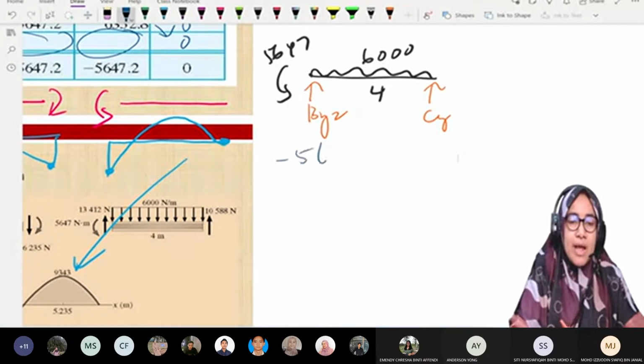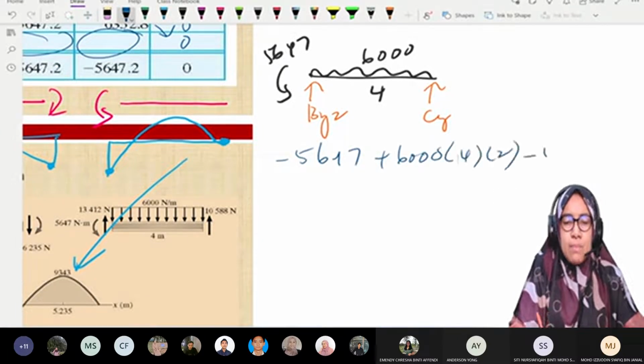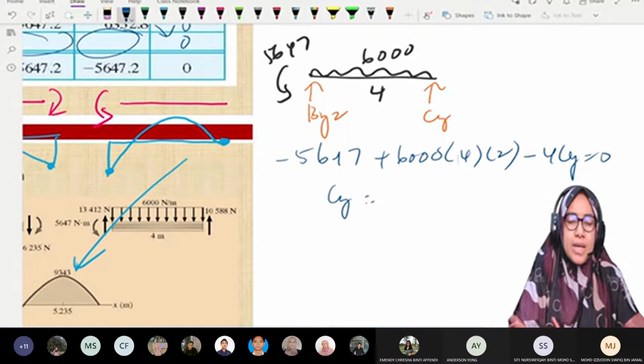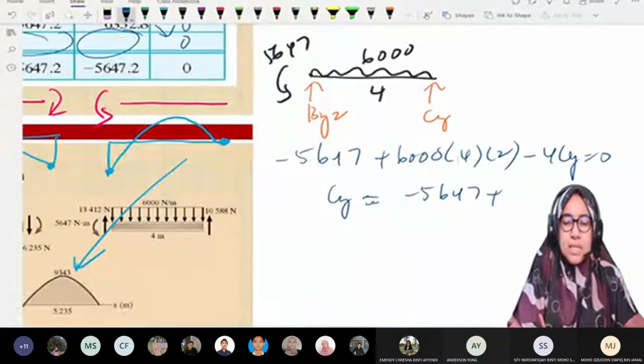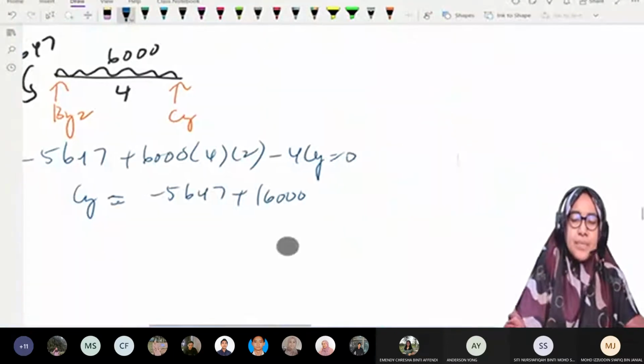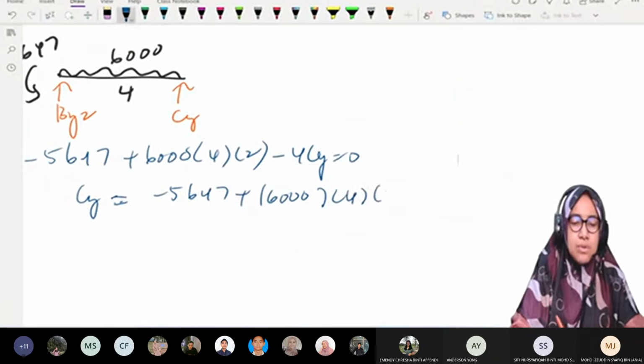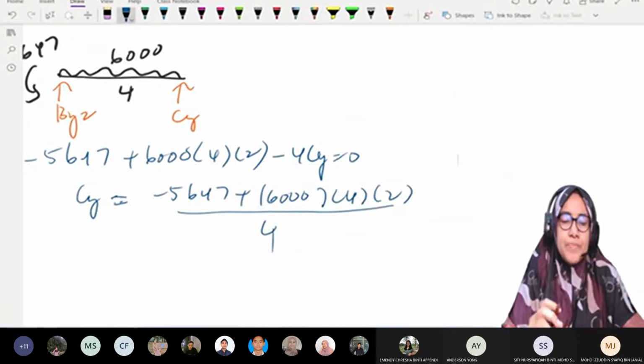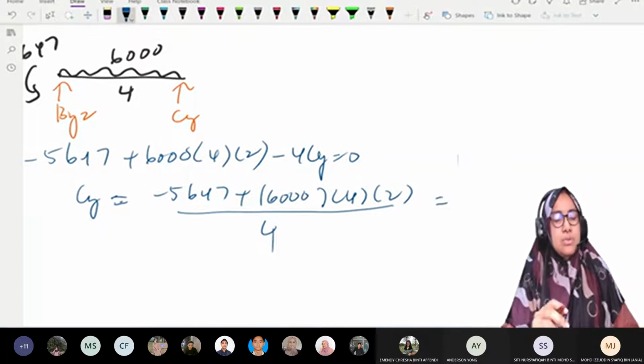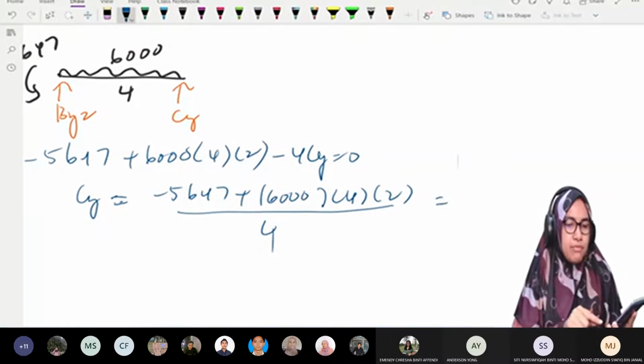It is negative 5647 plus 6,000 times 4 times 2 minus 4 CY. Okay, minus 4 CY. So we get CY is equal to negative 5647 plus inilah 6,000 times 4 times 2 divide by 4. So this one is equal to, cuba calculate, what do you get? Negative 5647 plus 6,000 times 4 times 2 divide by 4.